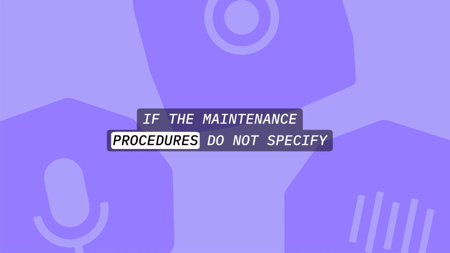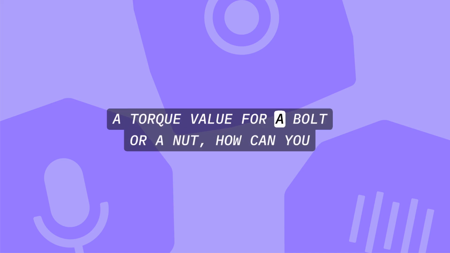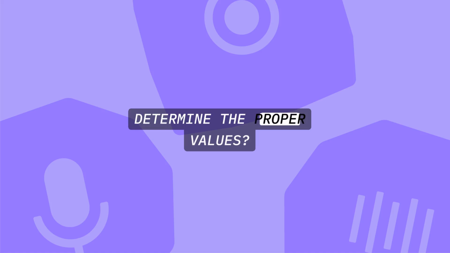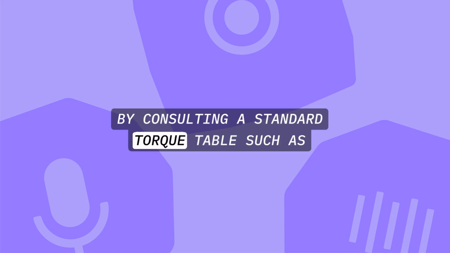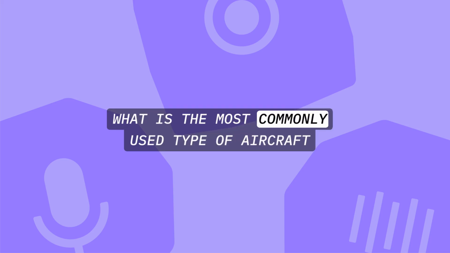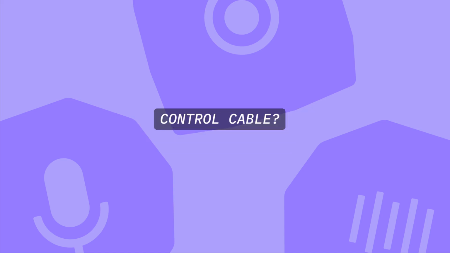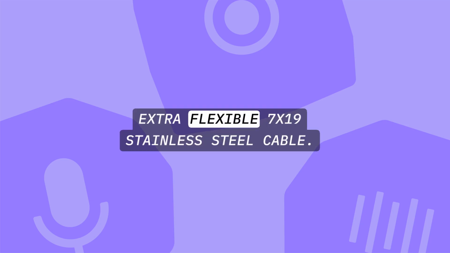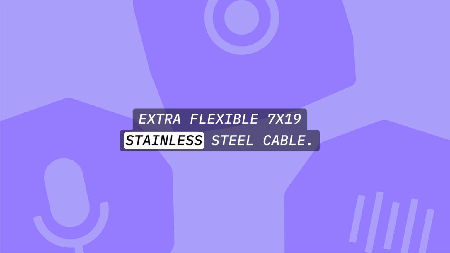If the maintenance procedures do not specify a torque value for a bolt or a nut, how can you determine the proper values? By consulting a standard torque table such as found in AC 43.13-1B. What is the most commonly used type of aircraft control cable? Extra flexible 7x19 stainless steel cable.